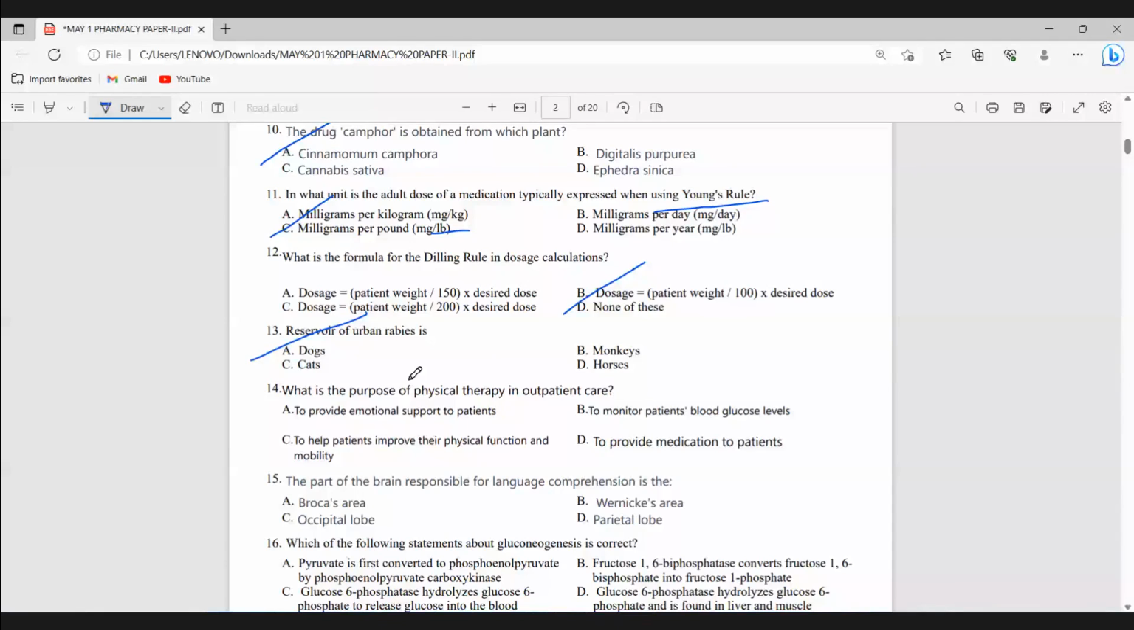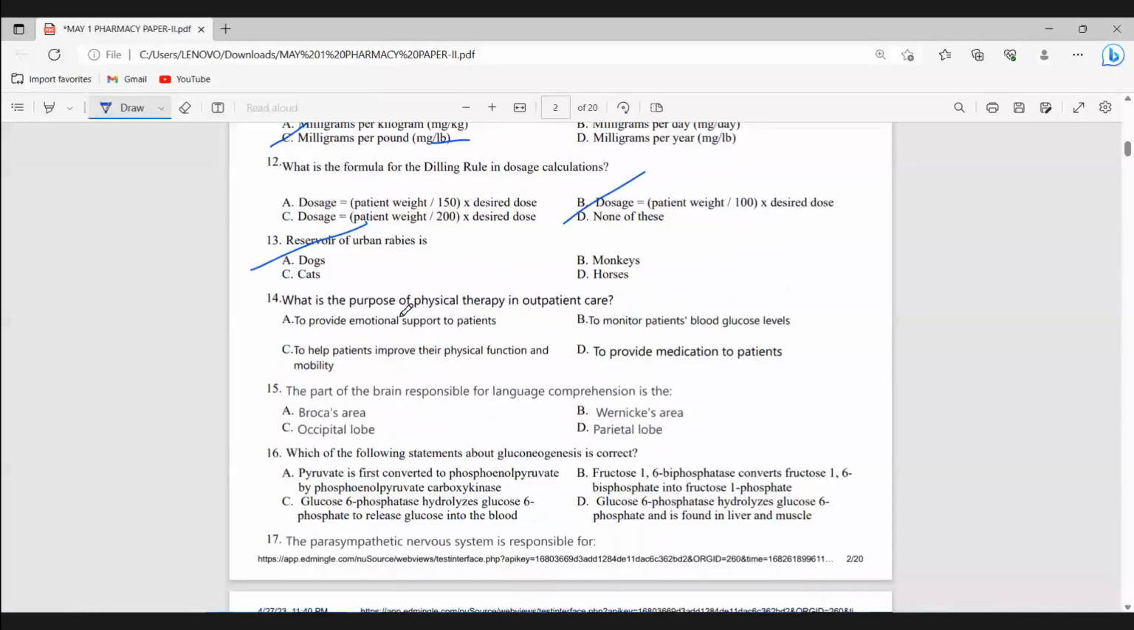Then 14th. What is the purpose of... Jyoti ma'am gave it, right? Okay, then we'll stick only to the paper discussion. If you don't have it, I'll give you, and if you have it, then I'll leave that. Then 14th. What is the purpose of physical therapy in outpatient care? Physical therapy in outpatient care is to help the patient to improve their physical function and mobility.